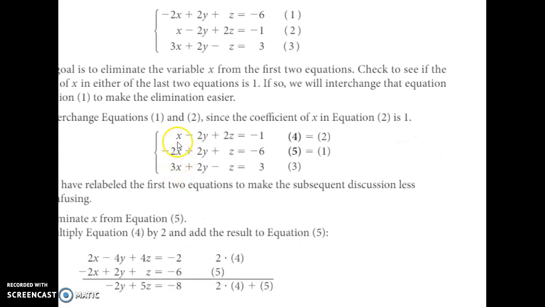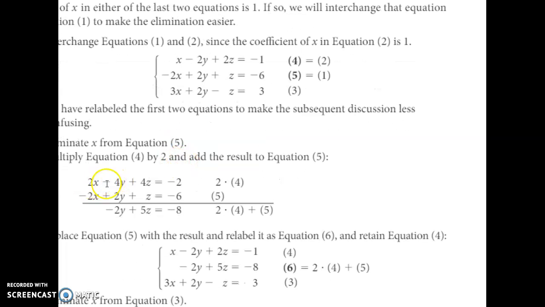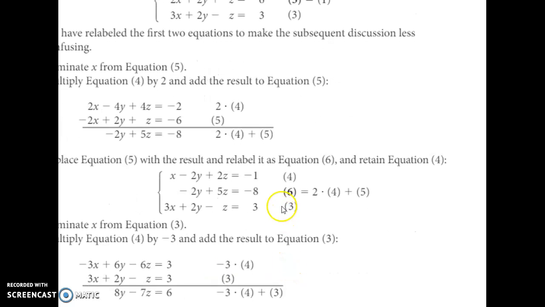Now they say, okay, we want to get a 0 right here. So we multiply the first by 2. So we have 2x minus 2x, and of course here we're going to have minus 4y plus 4z minus 2 when we multiply by 2. They do that here. Add these two, and you come up with -2y plus 5z equals -8 when you add the y's, the z's, and the numbers. This is the new second row, which I guess they call number 6 now. Oh wow, this is getting complicated, right?